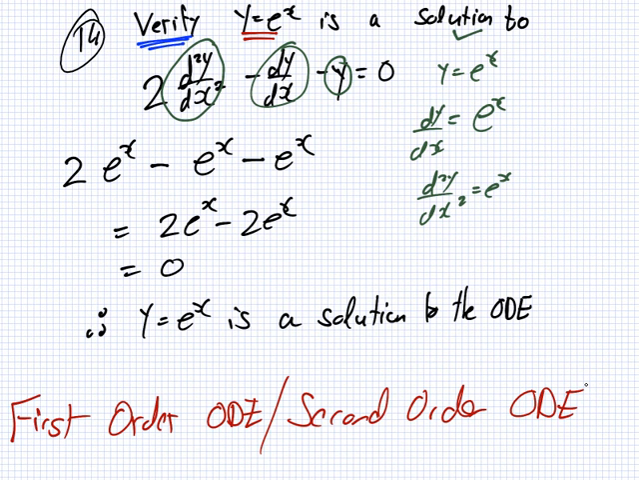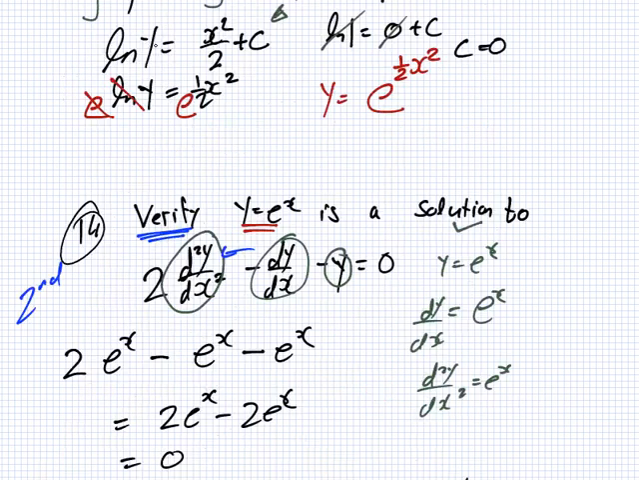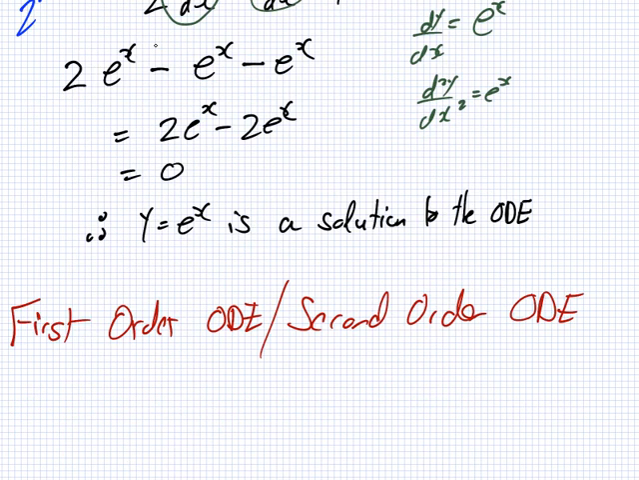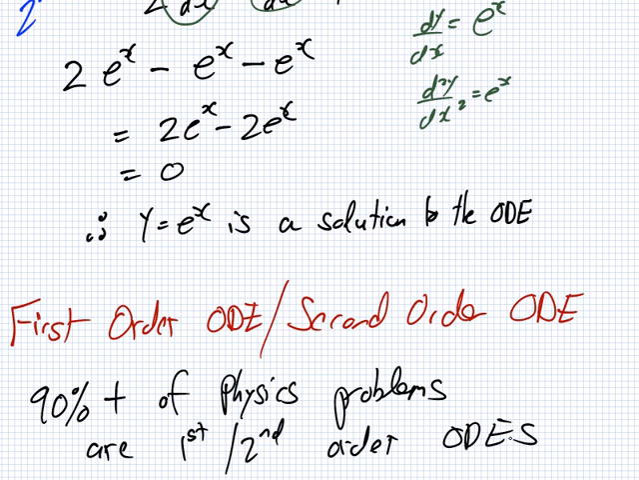Yeah, the differentiation part. Yeah, how exactly? Yes, Gorham? The squared. That's it, yeah. So this type we call a second order because it has the second derivative in it, whereas something like this we call a first order. And you might be wondering, why are these so important in physics or engineering? It's because over 90% of physics problems are first or second order ODEs. So a lot of problems in physics can be solved by solving an ODE.